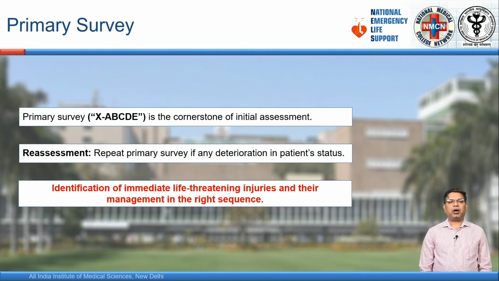Let's see how we approach this patient in the form of the primary survey. The primary survey we call ABCD, and we added one more thing to it, what we call XABCD. X is for exsanguinating hemorrhage, and always remember reassessment is the key. It is not a one-time job that you have done ABCD once and it is done. The idea is to identify and treat the immediate life-threatening conditions in the right sequence.